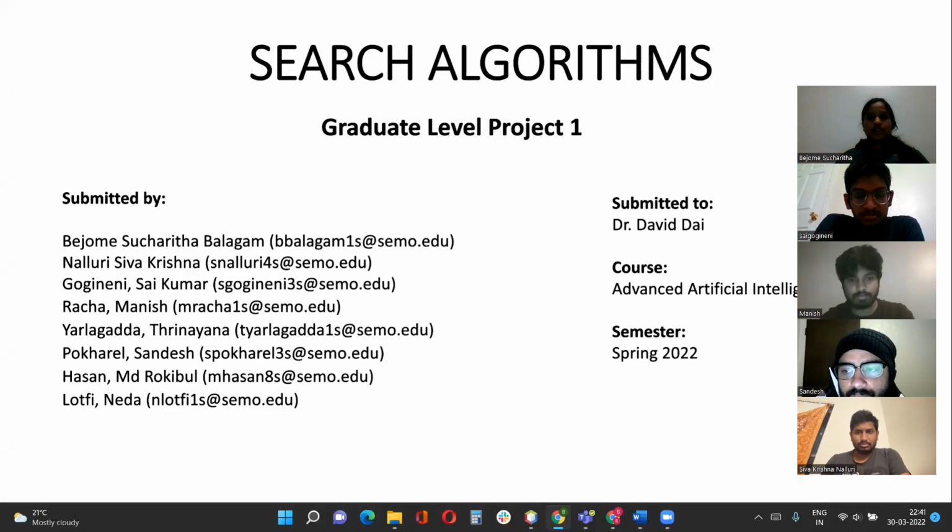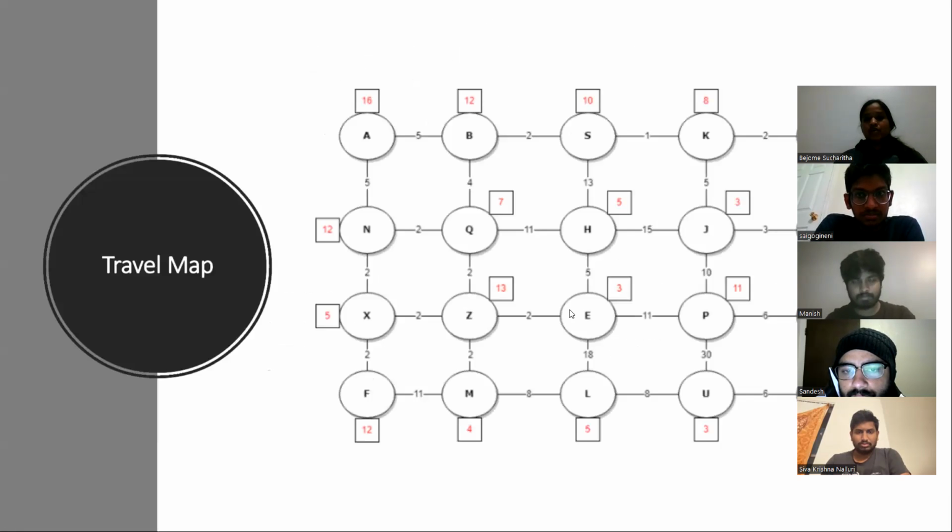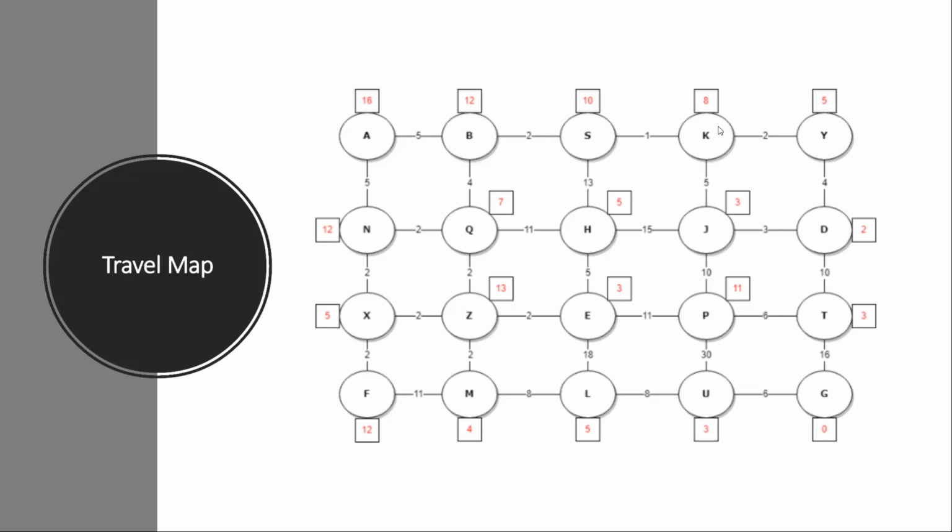So we would like to go further and start with the travel map which is given to us. These are the nodes. The ones in the circles are the nodes, and the node distance is given by the black number present here, and the red number describes the heuristic cost function. This describes the heuristic value.